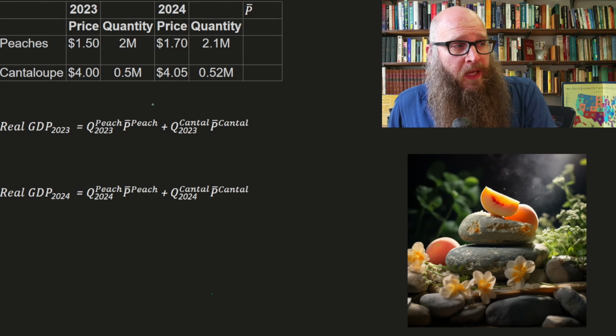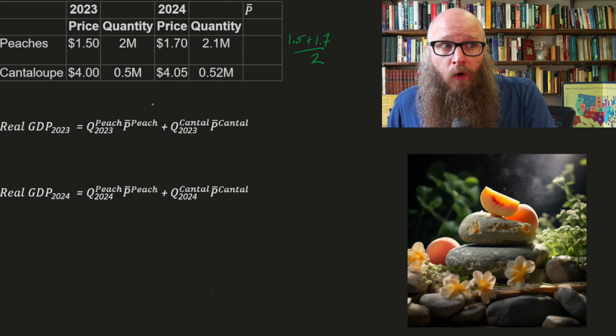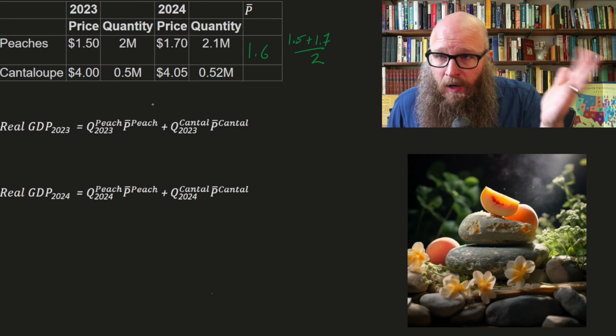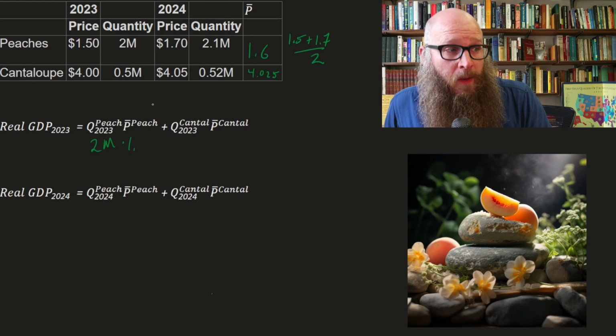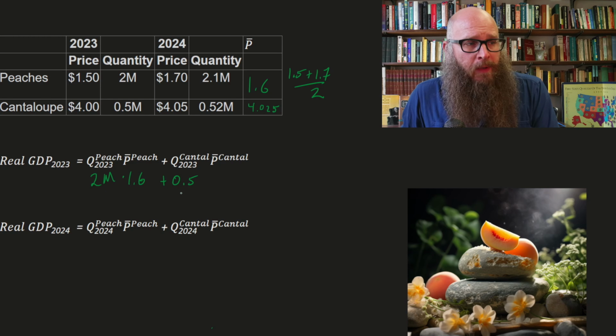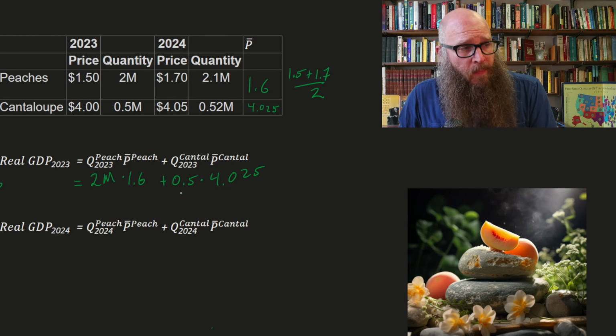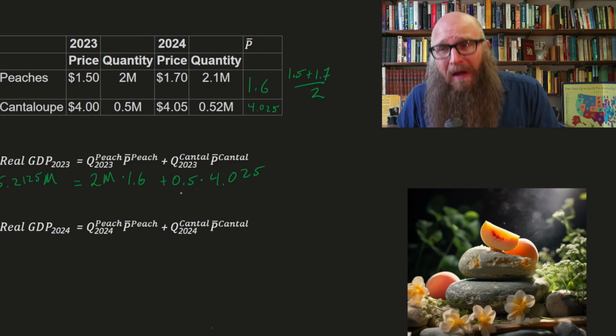So, the average price of peaches is $1.50 plus $1.70, divided by 2 over the 2 years, and we get $1.60. I mean, it's the halfway point between the two, right? Likewise, the halfway point for the cantaloupe price is $4.02. Let's calculate the real GDP in both years. Quantities, 2 million times the average price. Add that to the 500,000 cantaloupes with the average price of cantaloupes. Do the math, and the real GDP in 2023 is $5.2125 million. A lot of decimals in this one.